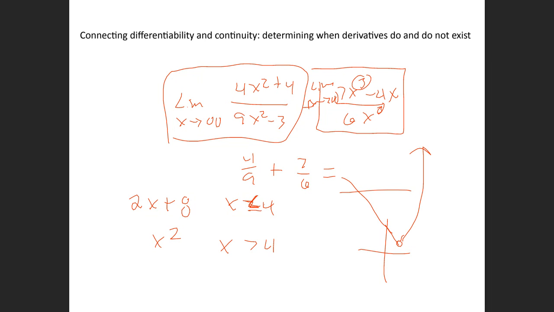Now, if they would have had an equal sign here, less than or equal to 4, your answer would have been fine. It would be continuous. But it's not defined at 4 because there was no equal sign there on either one of them. So it was defined for everything less than 4. It was defined for everything greater than 4. It was not defined at 4. So that means it has to have a hole there. Okay. Does that help on that?